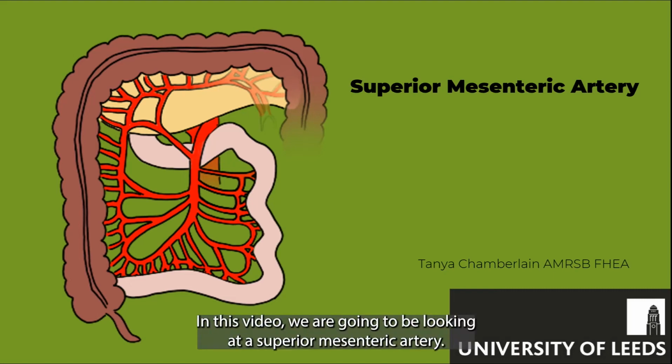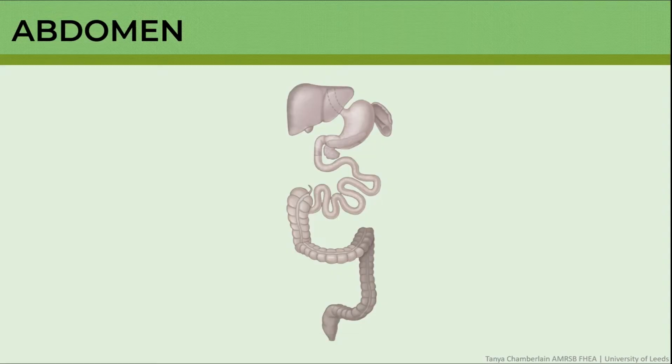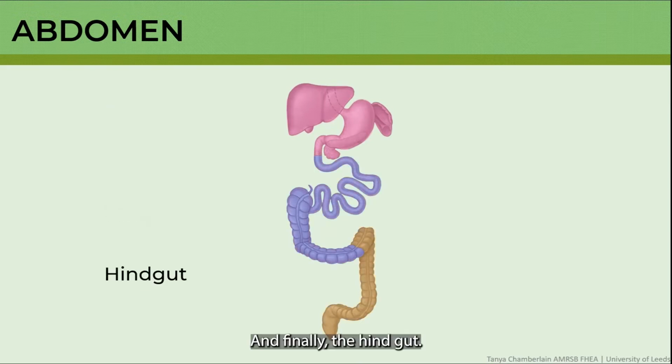In this video, we are going to be looking at the superior mesenteric artery. But before we do, let's have an overall recap on the blood supply to the abdomen based on its embryological formation. The gut tube is divided into three parts. First we have the foregut, followed by the midgut, and finally the hindgut.